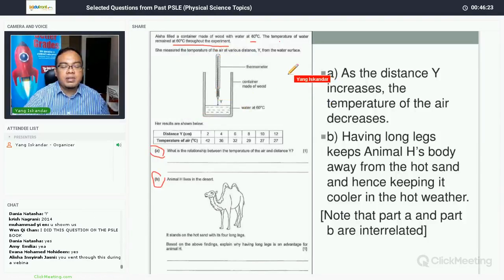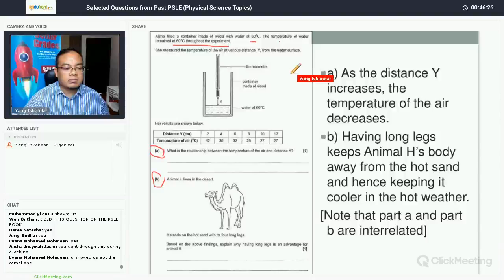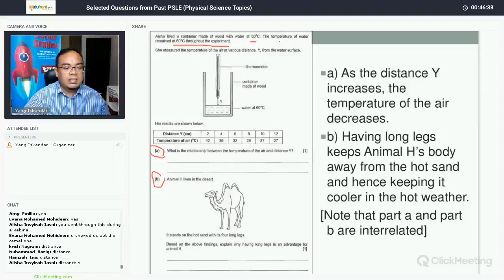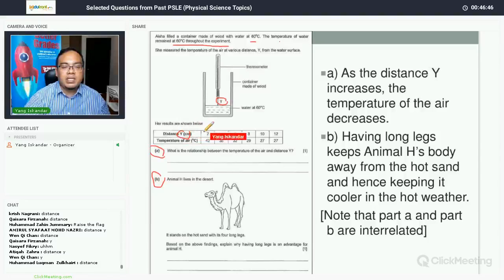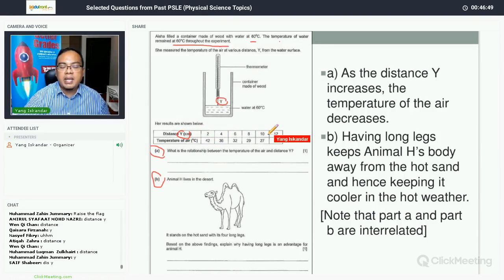Now, what is the changed variable here? Anyone can tell? Okay, very good. Distance y. So distance y is the changed variable. All right, so you can see here distance y, 2 cm, 4 cm, 6 cm, 8 cm, 10 cm, and 12 cm. So there's a changed variable here, and everything else remains the same. Like water here, 60 degrees Celsius. This must be the same. And this is the result of the experiment, 42, 36, and so on.